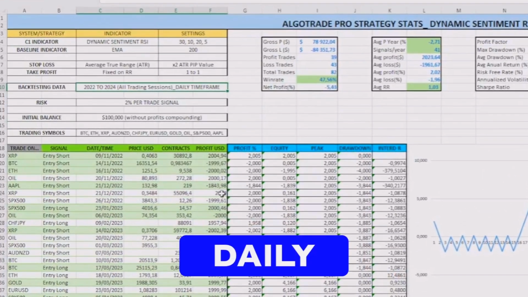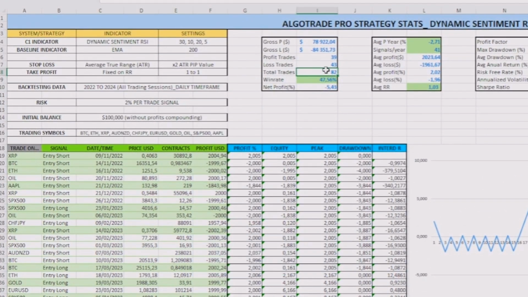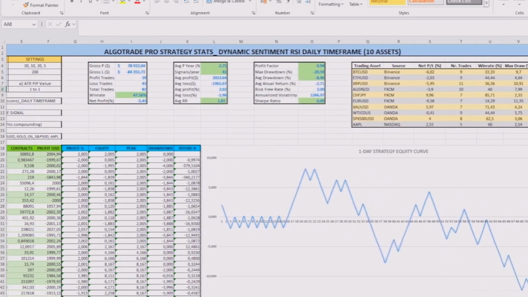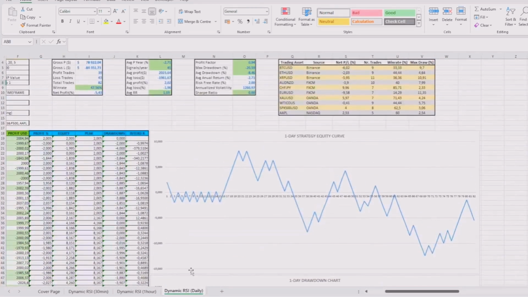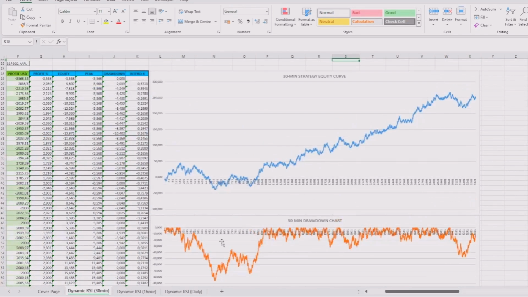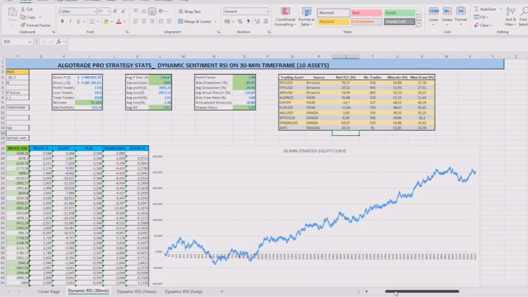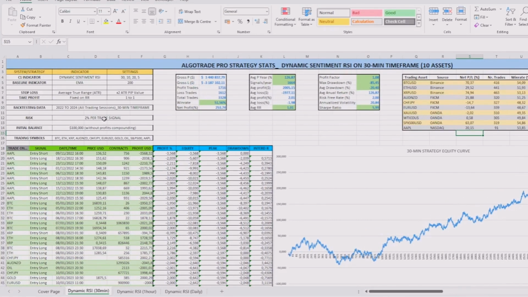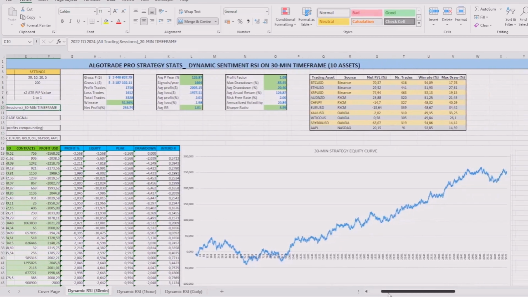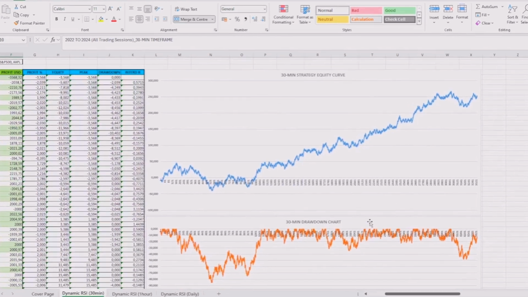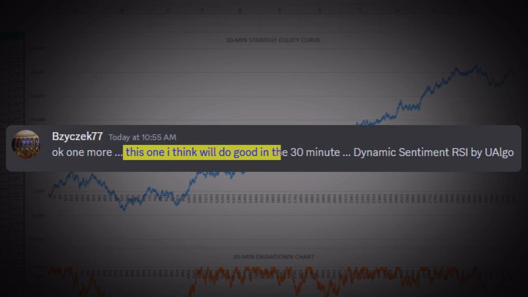Finally, in the daily time frame, after 82 trades, the indicator achieved a win rate of 47.56% and a net loss of 5.43%. Overall, based on this backtest, we can see that the dynamic Sentiment RSI is probably an indicator more suitable for lower time frames like the 30-minute one, which was exactly what the subscriber told us, which is quite interesting.